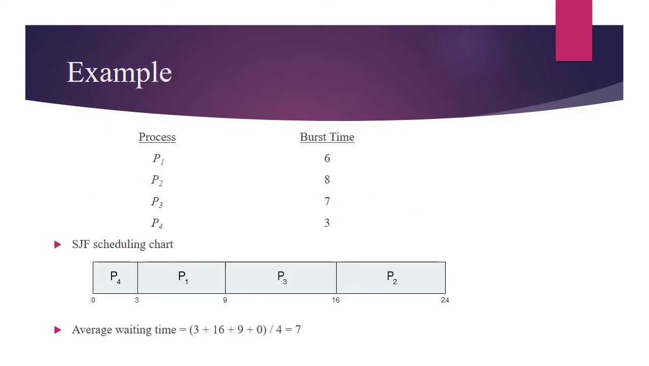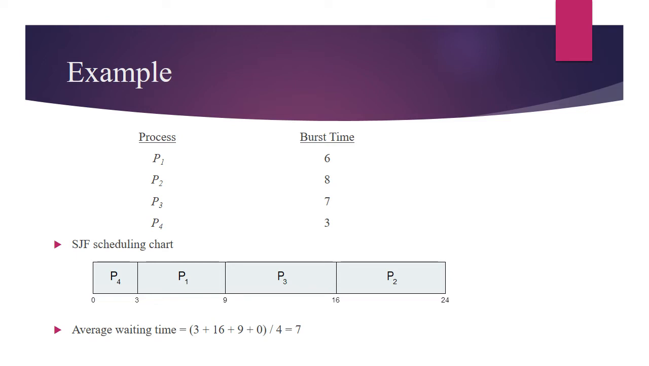An example: we have processes P1, P2, P3, P4 and their burst times are 6, 8, 7 and 3. We will make its chart. So 0 to 3 will be given to P4 as the shortest job first. P4 has the minimum burst time, so we will allocate the CPU first to P4. So 0 to 3 will be given to P4.